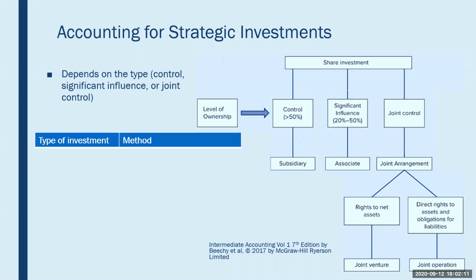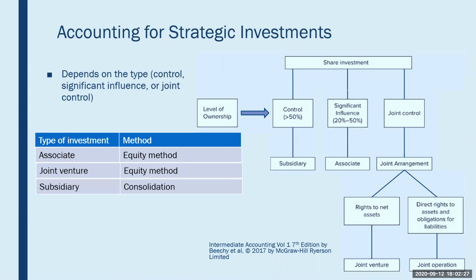For an investment in associates, we use the equity method of accounting for the investment. For an investment in a joint venture, we use the equity method as well. For an investment in a subsidiary, we apply consolidation. And for an investment in a joint operation, proportionate consolidation is used.